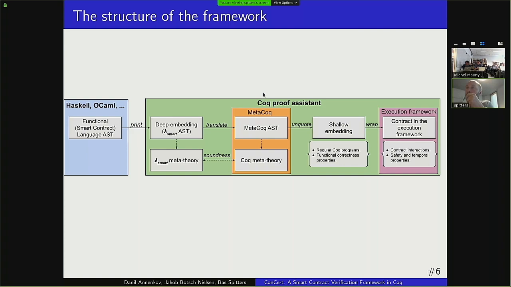With the shallow embedding, we're back to regular Coq programs, and we can easily prove functional correctness properties. And what we've done is connect this to an execution framework. We made an execution layer somewhat similar to the functionalities you get from Michelson, to get the contract interactions.